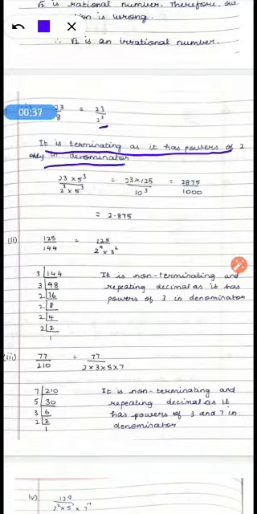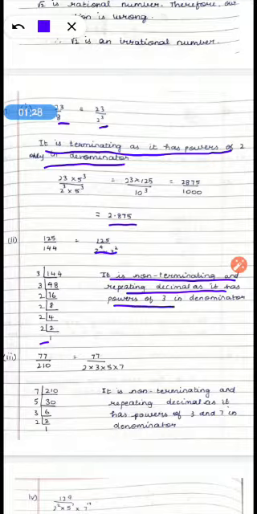To find the decimal expansion for this rational number 23 divided by 8, we can multiply the number by 5 power 3 and divide by 5 power 3. We get 23 into 125 divided by 10 power 3, which is equal to 2875 divided by 1000. Therefore, 23 divided by 8 is equal to 2.875.